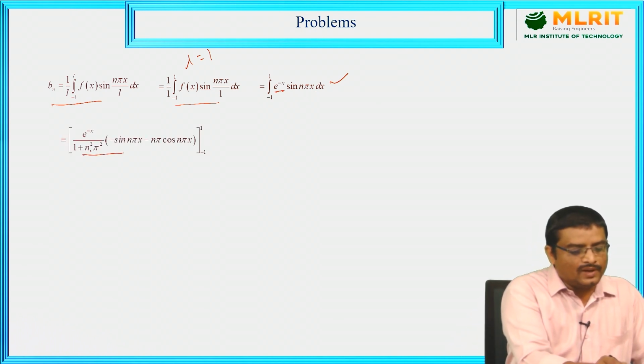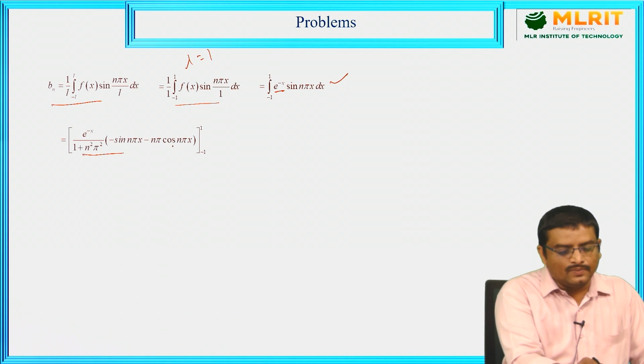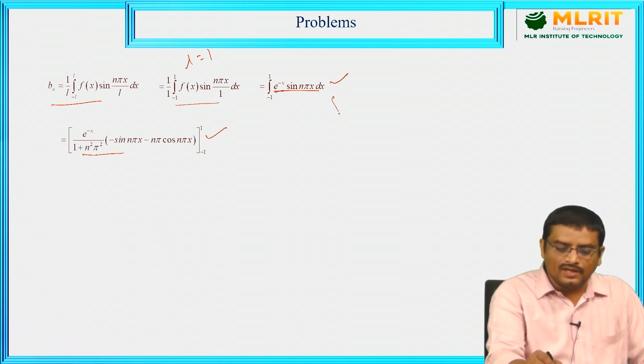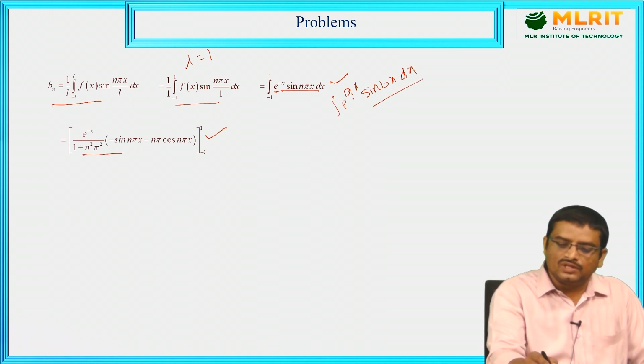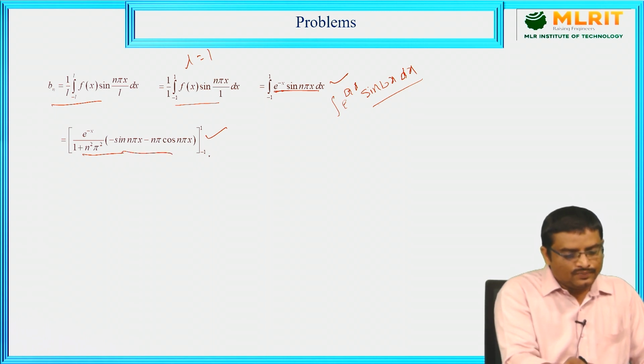So e power minus x by 1 plus n square pi square, minus sin n pi x minus n pi cos n pi x. Use that standard formula, integral of e power ax or e power minus ax into sin bx dx. Use this standard formula and substitute the values of a and b here. You will get this value. Now substitute the upper limit and lower limit here.